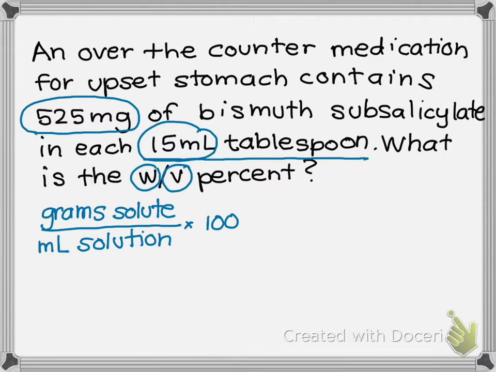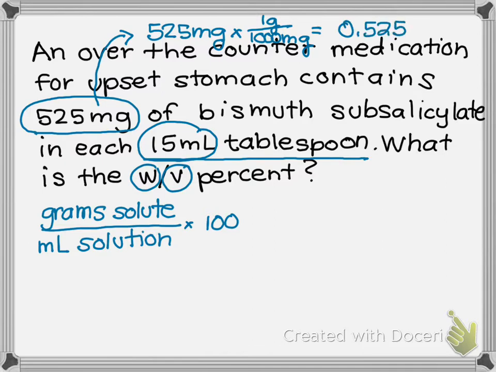So I first look and I see, I have 525, it's milligrams. So in this problem, I would have to go think about converting milligrams to grams. There's 1,000 milligrams in 1 gram. We learned this in the beginning of the course. And so 525 divided by 1,000 is 0.525 grams.